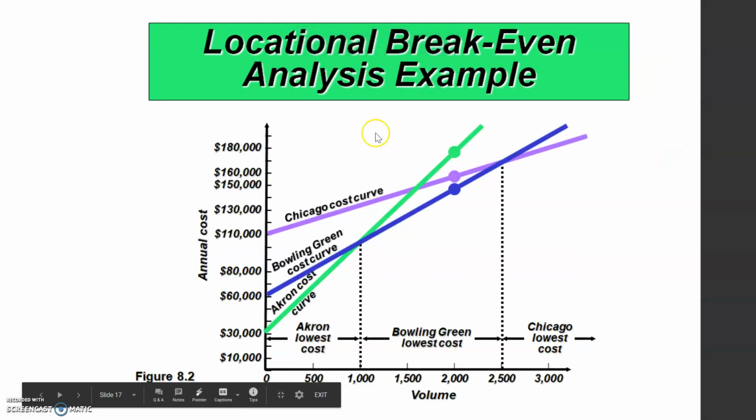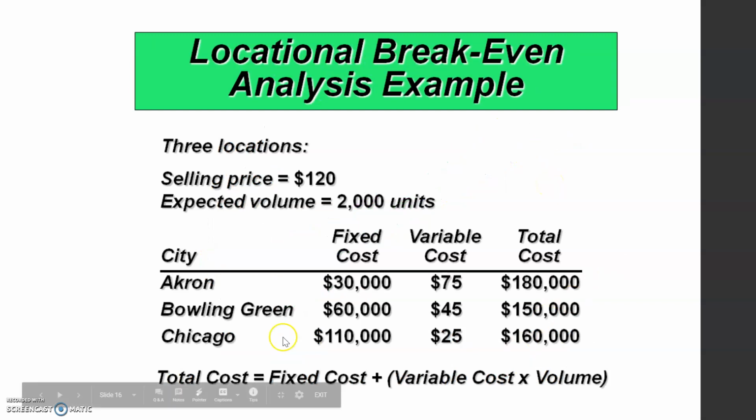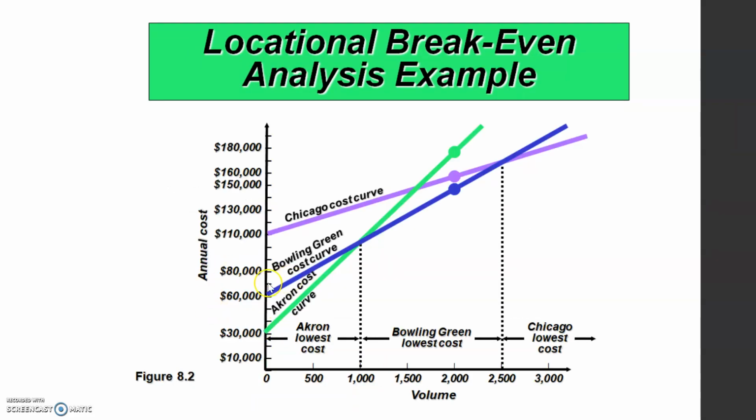As you can see, these different cities are described by these three lines. One thing to take note of: this total cost equation, fixed cost plus variable cost times volume, is actually a line equation. Y, total cost, equals mx, where variable cost is your m and x is your volume, plus b, your y-intercept, which is your fixed cost. Plotting them out in a graph, we see these different lines for each city.